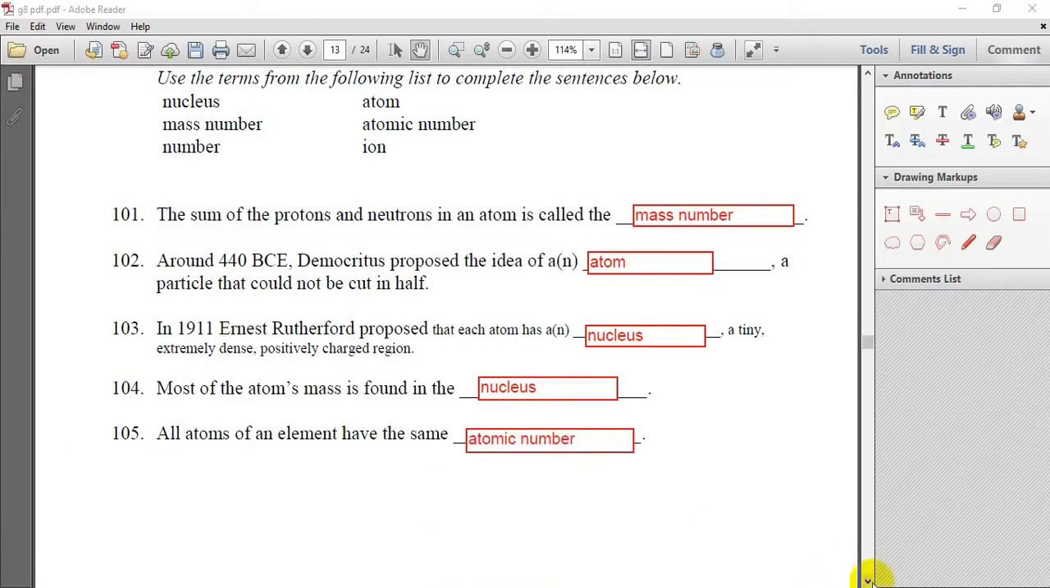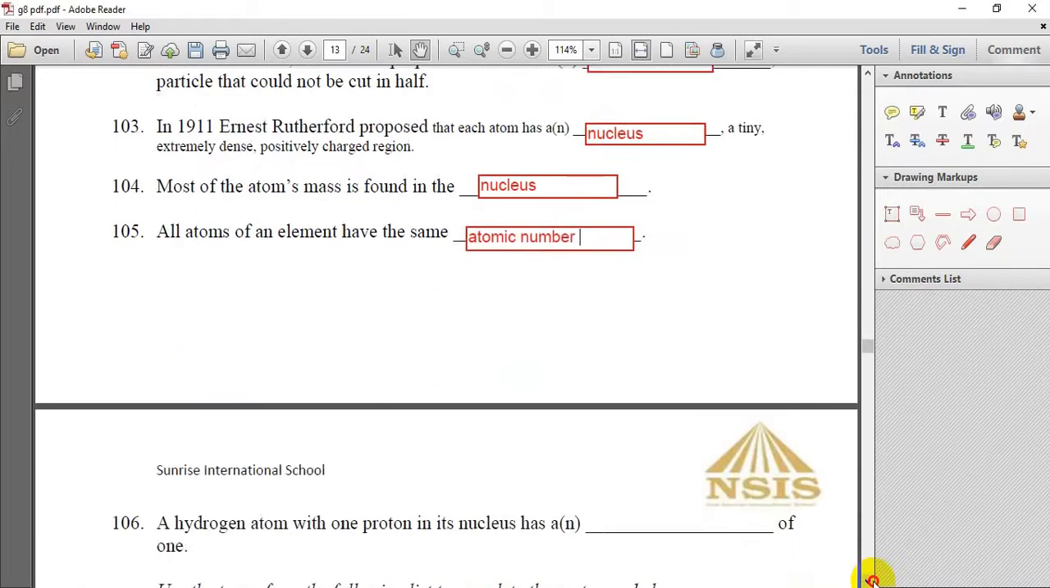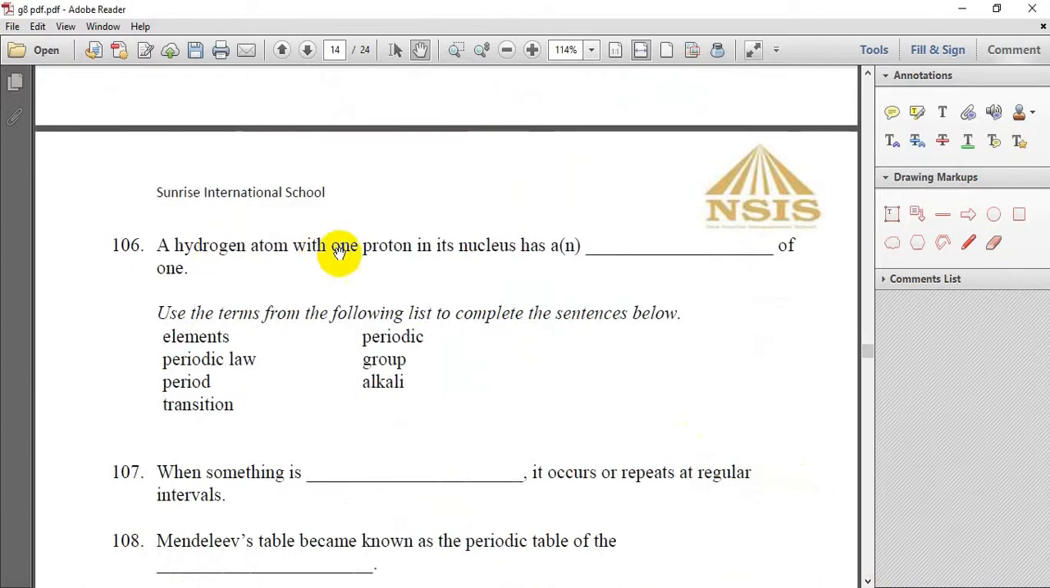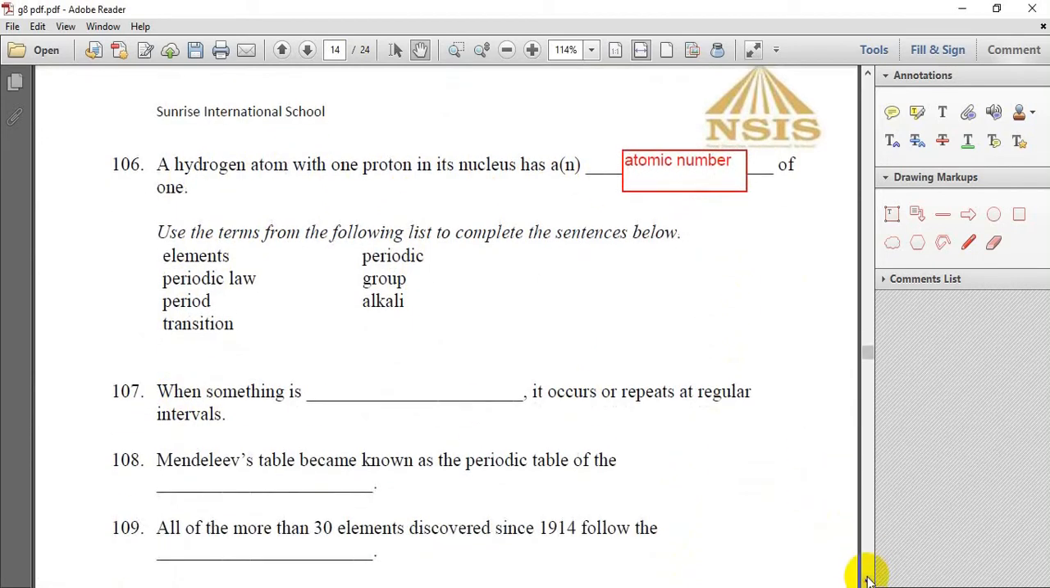Next, question 106: a hydrogen atom with 1 proton in its nucleus has what of 1? It has atomic number 1, because the atomic number is the number of protons, so we will choose atomic number one more time. Next, question 107: when something occurs or repeats at regular intervals, when something repeats regularly, we call this periodic.